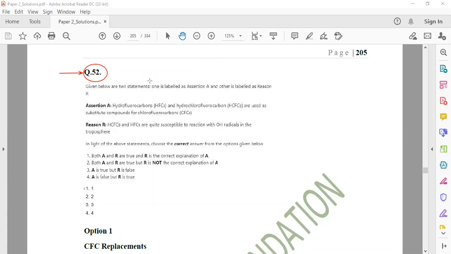Yeah. So question number 52 is basically an assertion-reason question. What does the assertion say? The assertion says: Hydrofluorocarbons (HFCs) and hydrochlorofluorocarbons (HCFCs) are used as substitute compounds for chlorofluorocarbons.